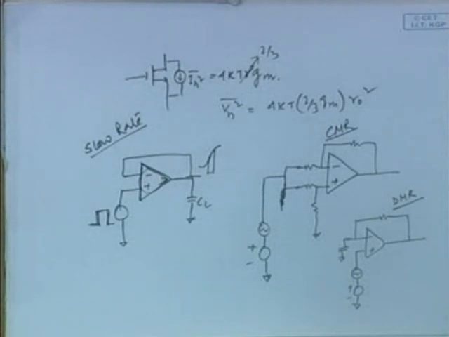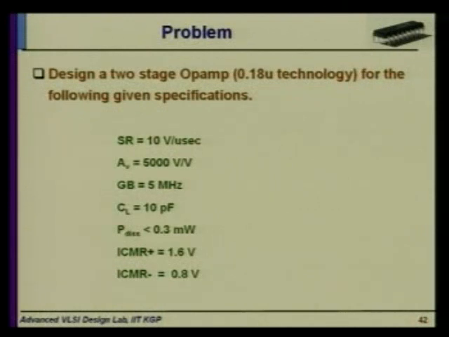Clear? So this is the problem statement. Tomorrow in the lab we will need to design this op amp. Clear? You just write it down. We need to implement this in 0.18 micron technology, that is 180 nanometer technology. The given specifications are slew rate, open loop voltage gain, gain bandwidth, load capacitance, power dissipation, ICMR plus, and ICMR minus. Just note down the problem statement and the specifications you are given.